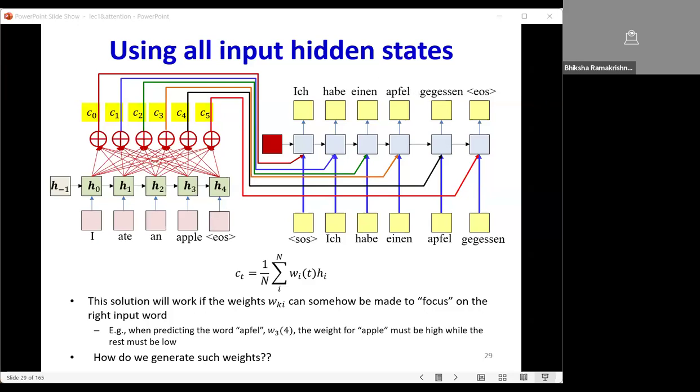You're making no assumption about the length of the output, Shrey, because the output can keep continuing. The only thing you're assuming is that at each output, you're computing a different weighted sum of these hidden state values. Did that answer your question, Shrey?